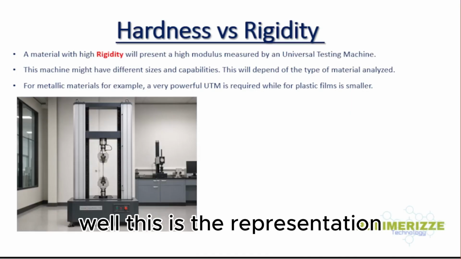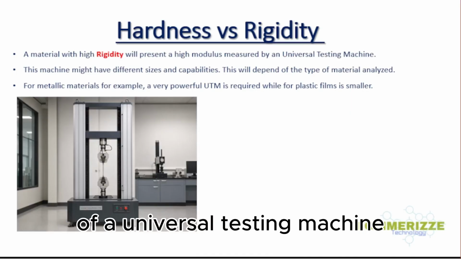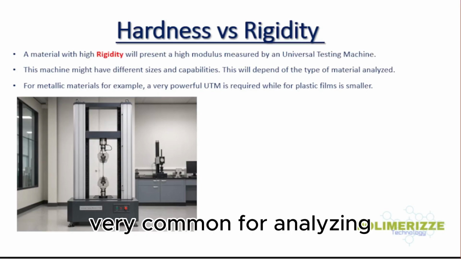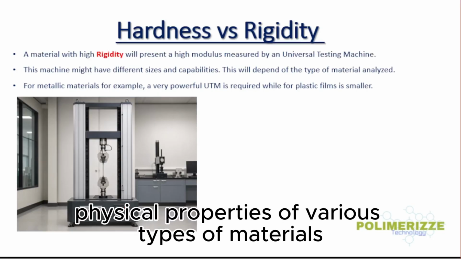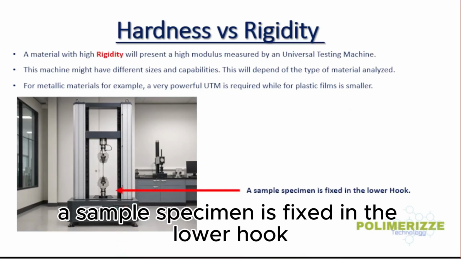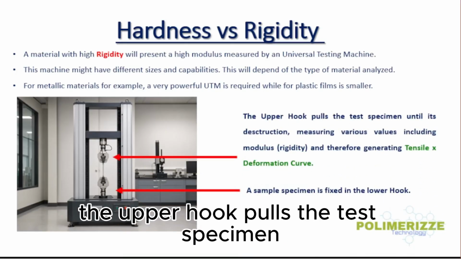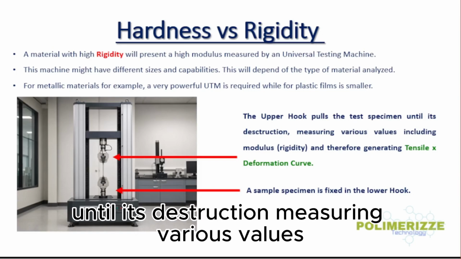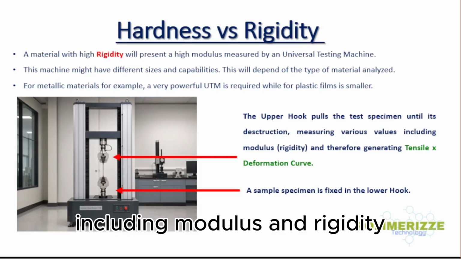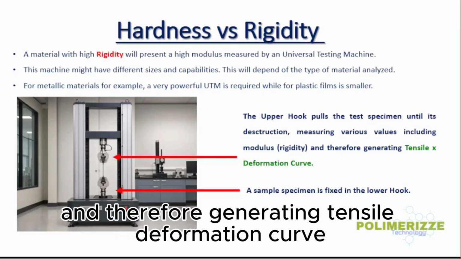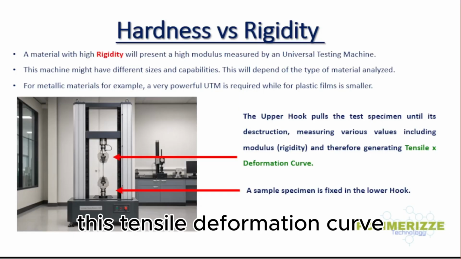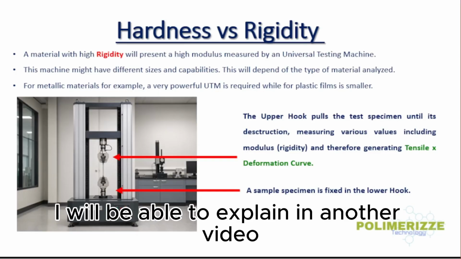Now, this is the representation of a universal testing machine, very common for analyzing physical properties of various types of materials. A sample specimen is fixed in the lower hook. The upper hook pulls the test specimen until its destruction, measuring various values including modulus and rigidity, and therefore generating a tensile deformation curve. I will explain this tensile deformation curve in another video.